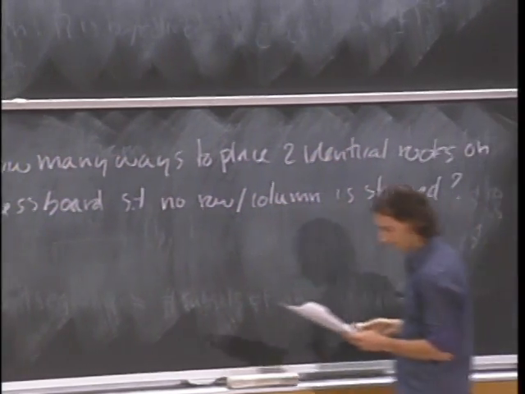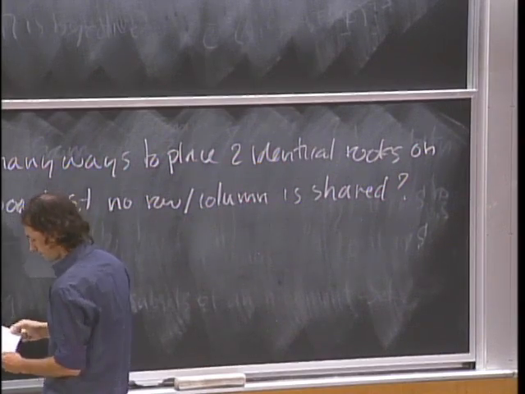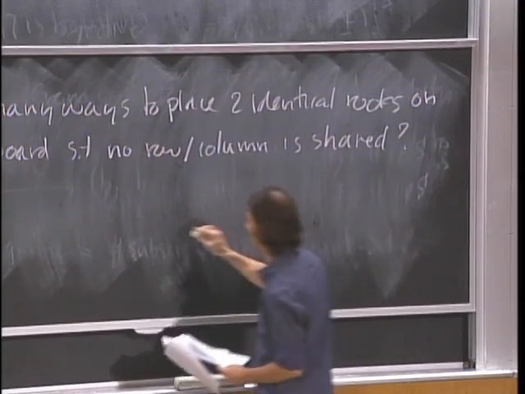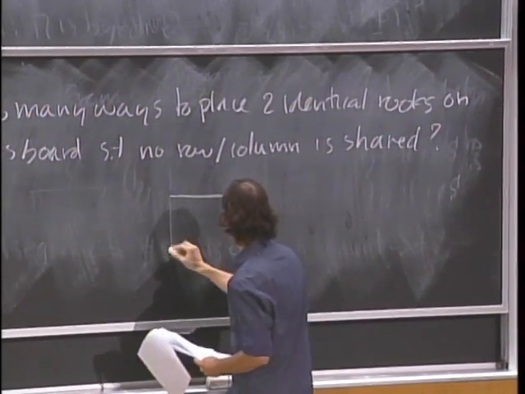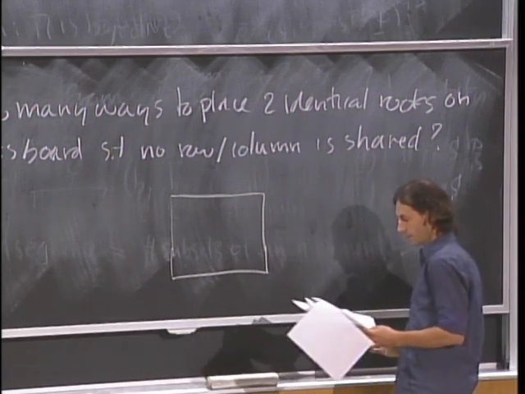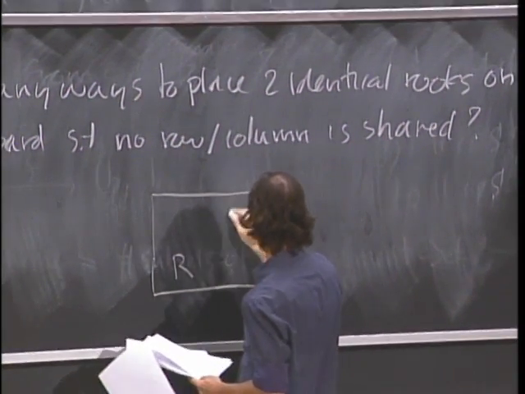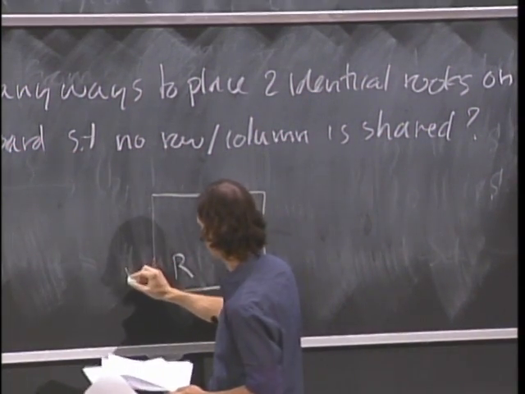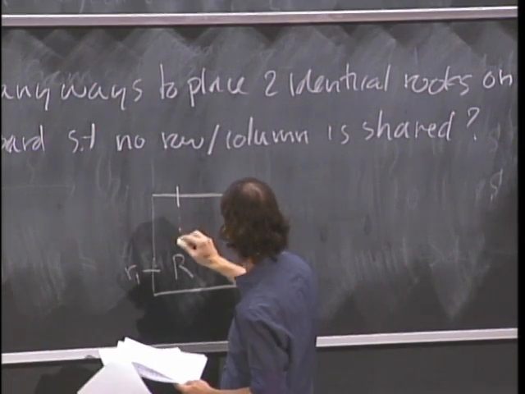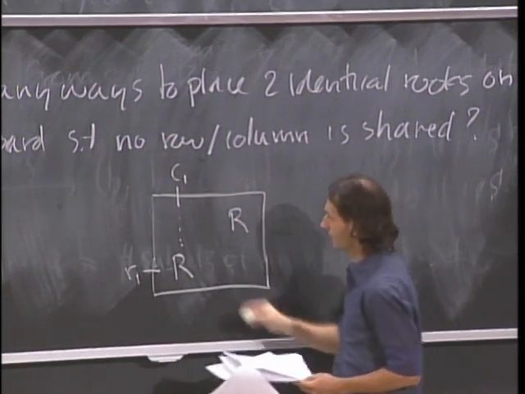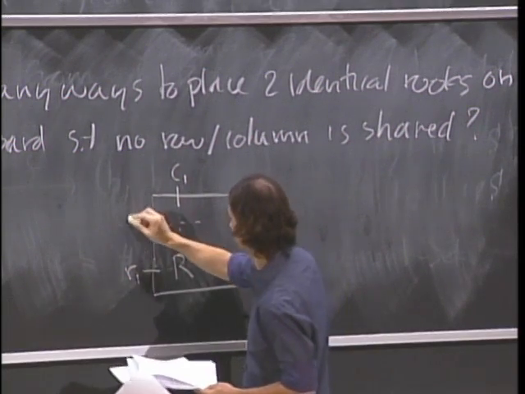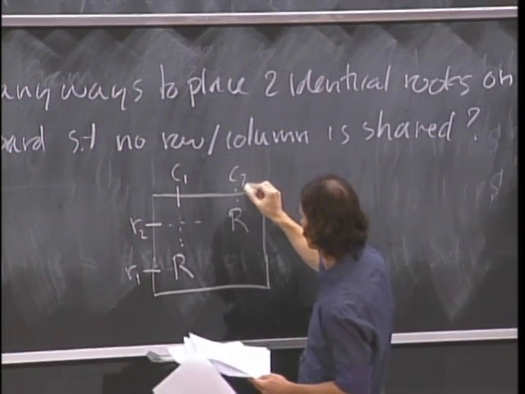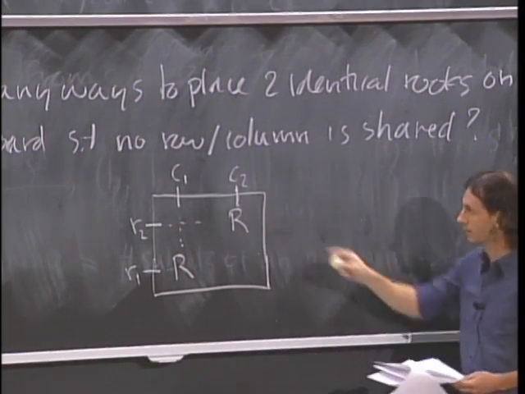So how can we do this? For example, let's look at a chessboard. And suppose we have a rook over here and a rook over here. And say the first rook is on row 1 and on column 1. And the second rook is on row R2 and on the column that is indexed by C2.